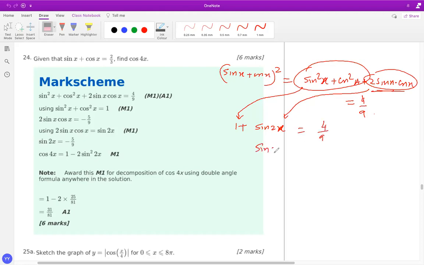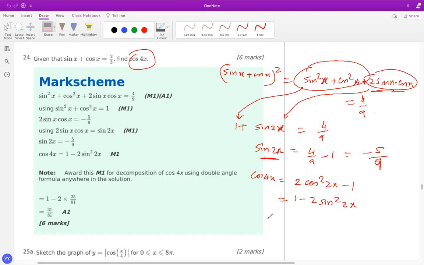So sine 2x from here, what we get is 4 over 9 minus 1, which gives me negative 5 over 9. So since we have got sine 2x, now we've got to find the cos 4x value. Now cos 4x will be 2 cos squared 2x minus 1, or I could use 1 minus 2 sine squared 2x. For me, using this one is better because I already have the sine 2x value. So we just put 1 minus 2.